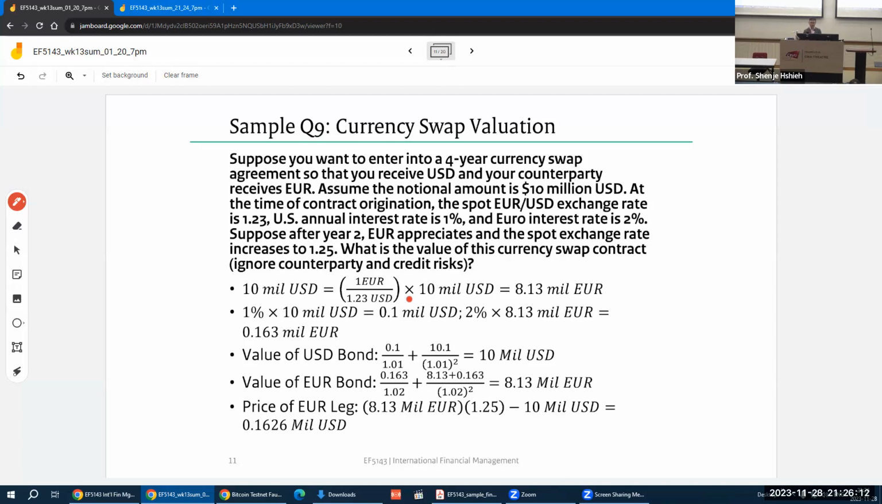Suppose you want to enter into a 4-year currency swap agreement so that you receive US dollars. So this is receive. That means you're going long on dollars, and your counterparty receives euros, and that means you're going to short euros. So you're giving away euros, you want to receive dollars. Assume the notional amount is 10 million US dollars.